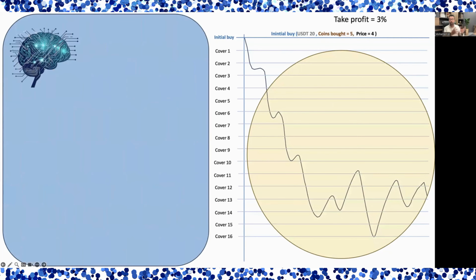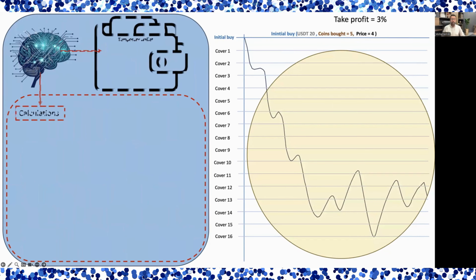So the market is here and we have the covers, and on the other side, we have the bot brain. How does it work and how they're connected, we're going to see right now. So the bot brain here will have 2 places to work on. We're going to have a virtual temporary wallet for the bot, and the other side is going to be the calculation. The bot's going to be doing the calculation.